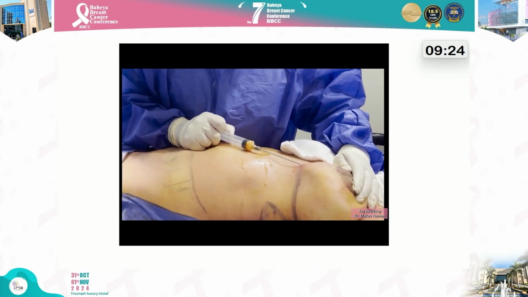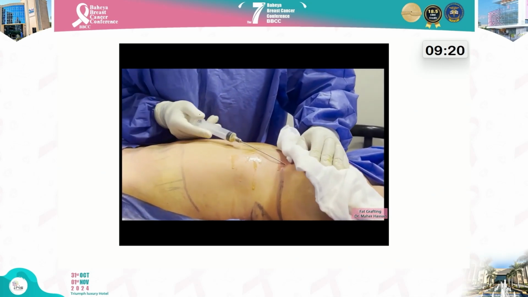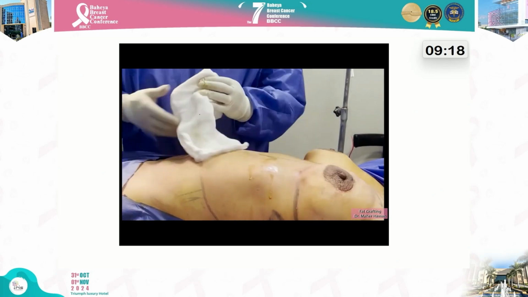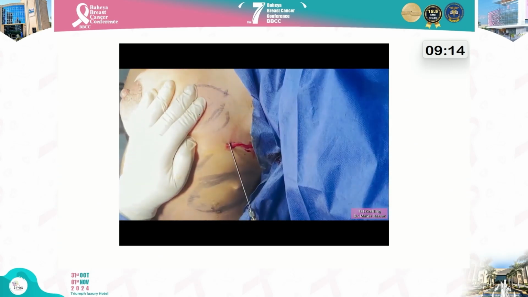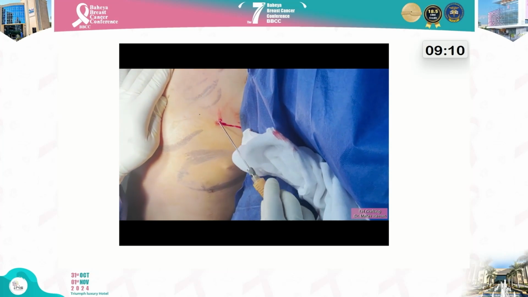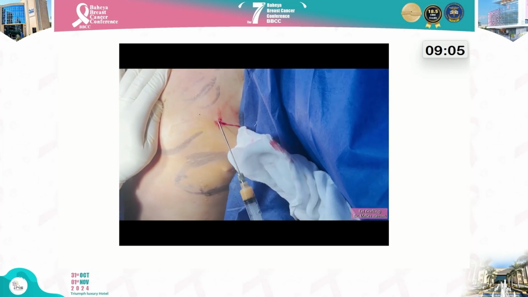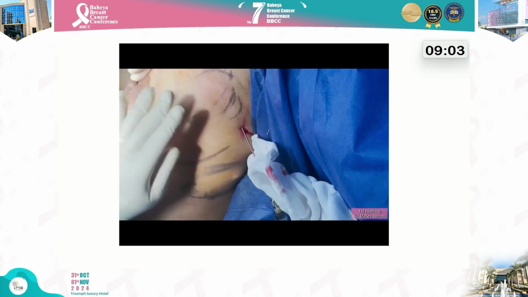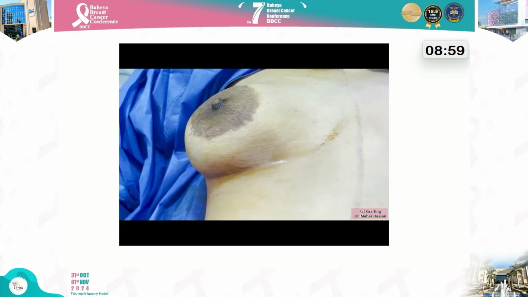Usually we aim to achieve a 10 to 15% overcorrection. As I have mentioned previously, there is a rate of fat resorption, so you aim to overcorrect in order to counteract this resorption. As you can see here, we make different stab incisions in order to access all the planes of the breast, because we need to inject the fat in multiple different planes.